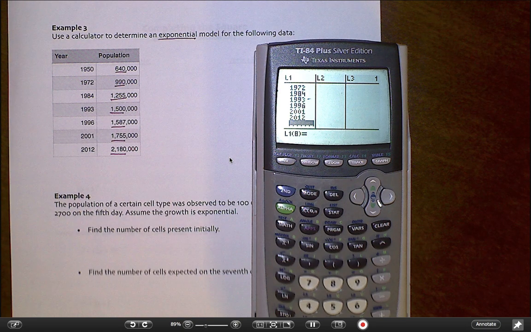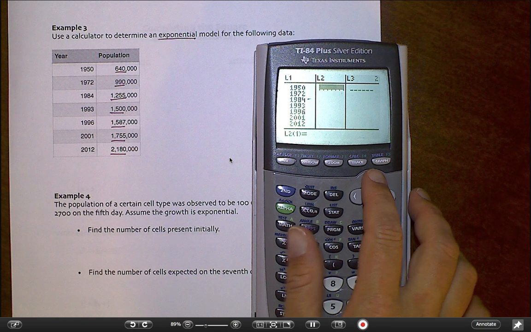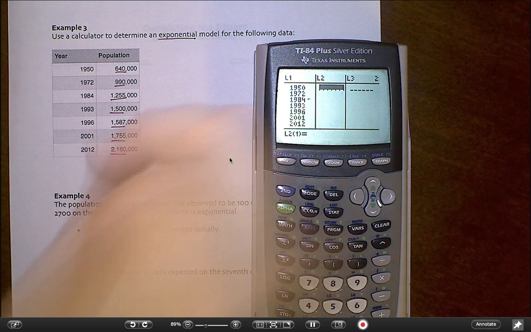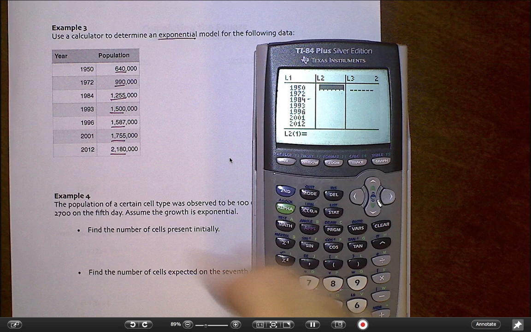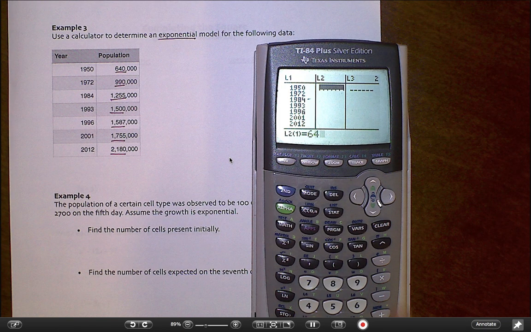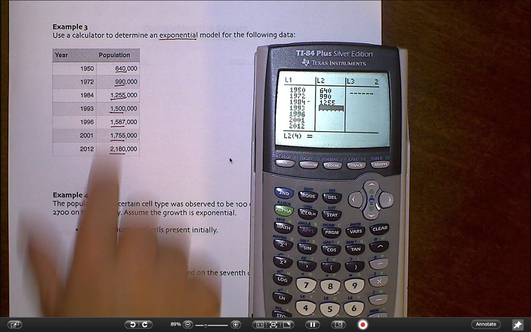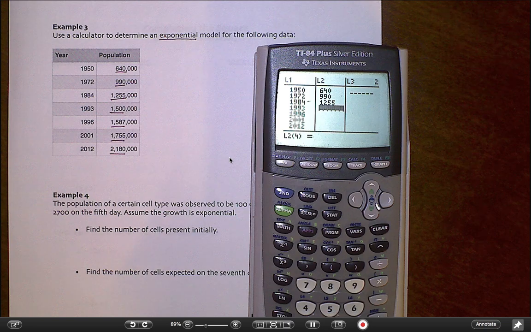It saves me from having to type those 3 zeros on the end of all of these numbers. It makes the numbers that are going to go in my model a little easier to work with, and I can just know when my answers come out that I need to add those 3 zeros at the end. So I'm going to type this in as 640, 990, 1,255. I'm just taking up to those 3 zeros.